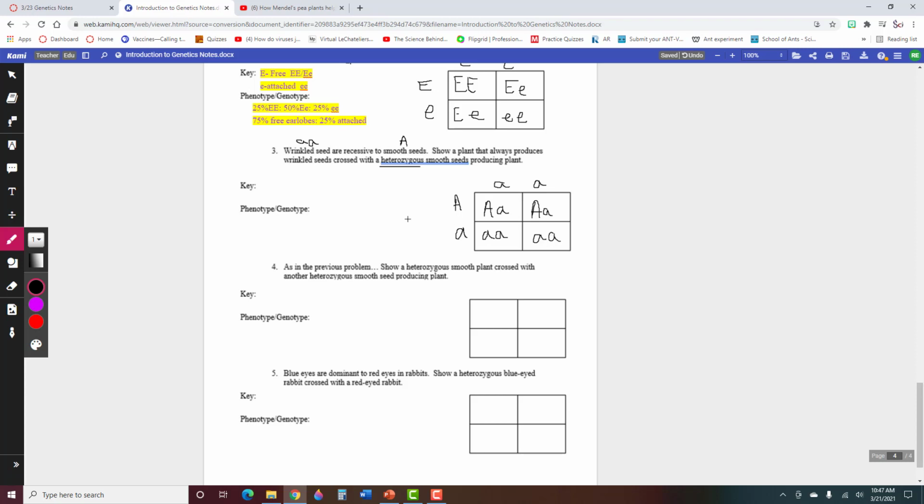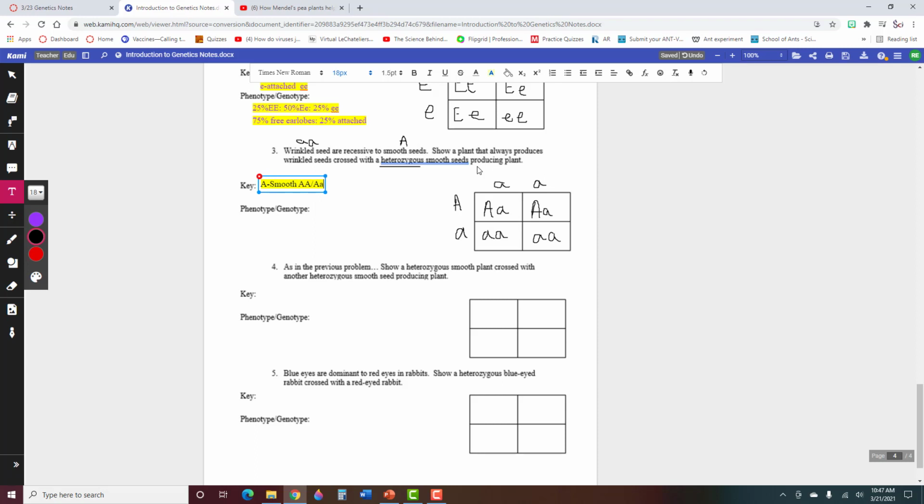Alright, easy. So now let's do our key, just kind of what we did up here. So capital A goes with smooth, and that could be capital A, capital A or capital A, lowercase a. Those will both give you smooth. And then the lowercase a goes with wrinkled, and this has to be lowercase a, lowercase a.